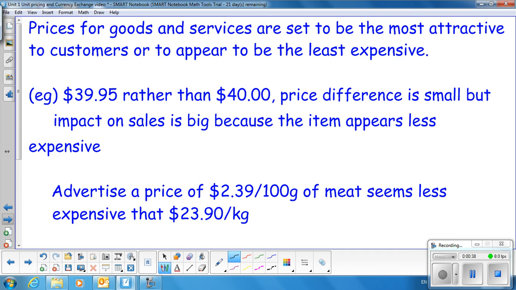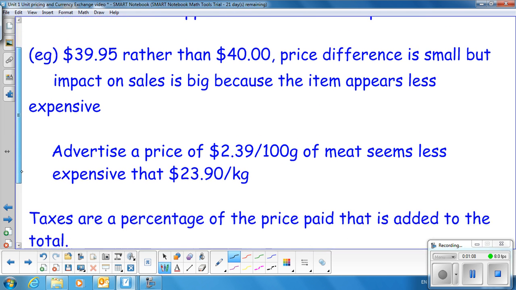Prices for goods and services are set to be the most attractive to customers or to appear to be the least expensive. For example, $39.95 rather than $40. The price difference is small, but the impact on sales is big because the item appears to be less expensive. To advertise a price of $2.39 per 100 grams of meat seems less expensive than $23.90 per kilogram, but in fact, they're the same price.